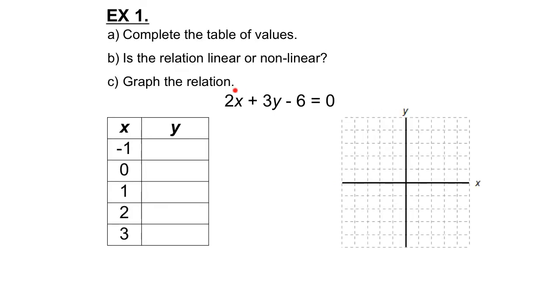So when we have a relation written in this way, it doesn't really look like the y equals mx plus b that we're used to, so we might not immediately see that this is a linear relation. But whatever the equation is, we can complete a table of values. So in order to do that, let's start with x equal to minus 1. So we'll substitute that value into our equation for x, and then we can solve for y.